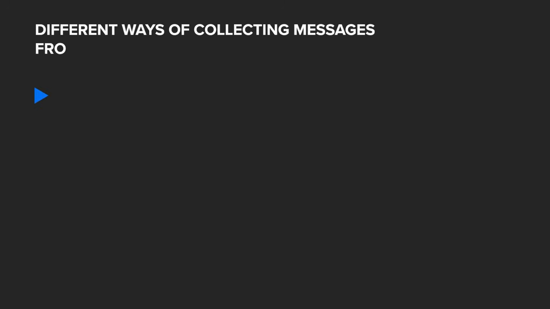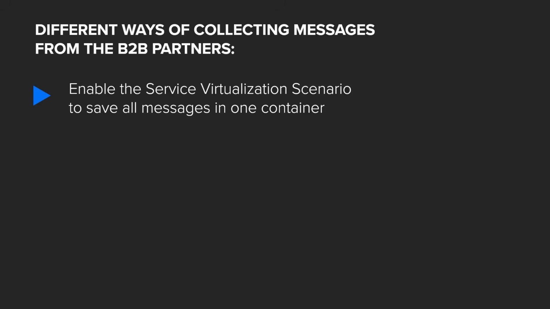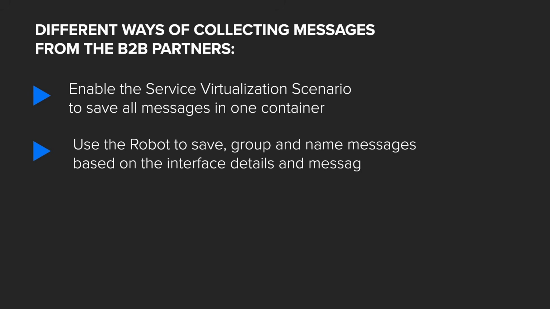In this unit, you learned that there are several ways of saving the messages sent by the EDI partners and external applications that can be used for the service virtualization. First, you learned that all of the messages from the defined interface can be saved into one big container by enabling the service virtualization scenario. Then, you saw how to save and group messages based on the details of the interfaces or even content of the message. In the same demo, you learned that each message can be named based on the content of the messages.